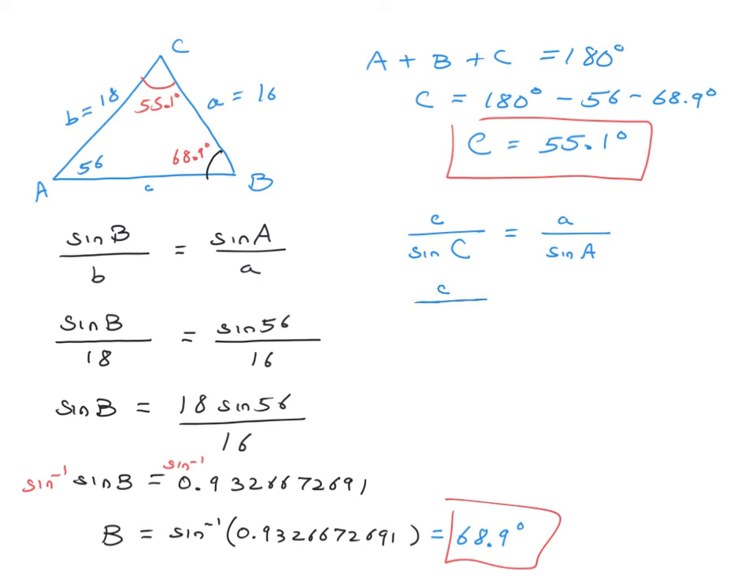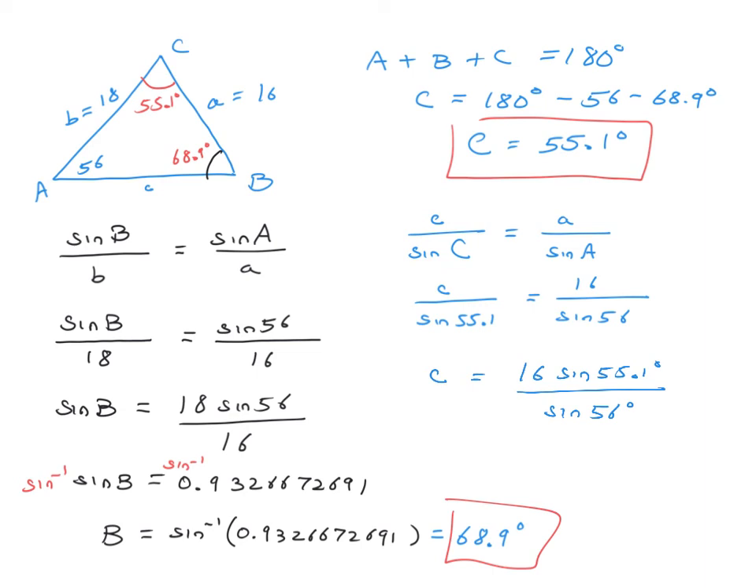So C I don't know. Sine of C is sine of 55.1. A is equal to 16, and sine of A, that's sine of 56. I will multiply this to the other side of my equation, leaving me with C. C is equal to 16 times sine of 55.1 degrees, all divided by sine of 56 degrees.